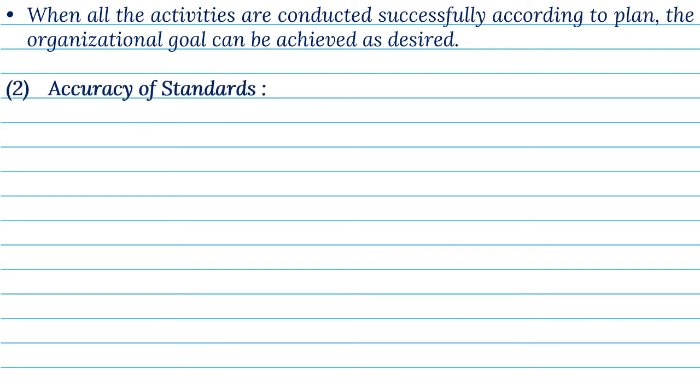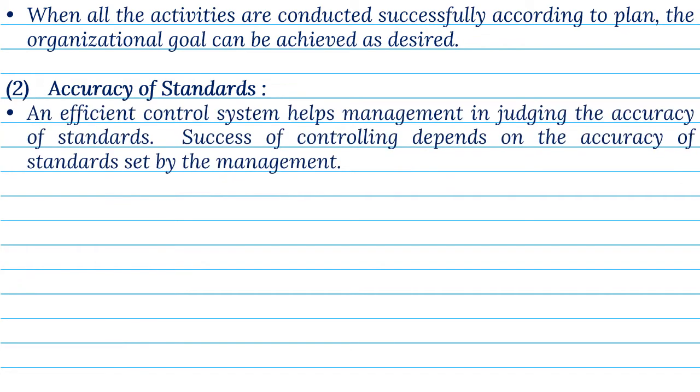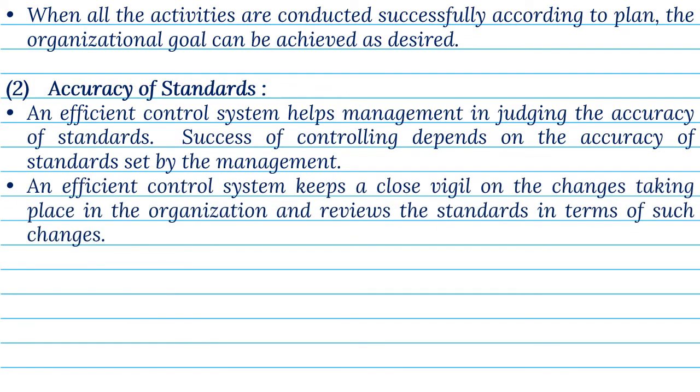2. Accuracy of standards. An efficient control system helps management in judging the accuracy of standards. Success of controlling depends on the accuracy of standards set by the management. An efficient control system keeps a close vigil on the changes taking place in the organization and reviews the standards in terms of such changes.